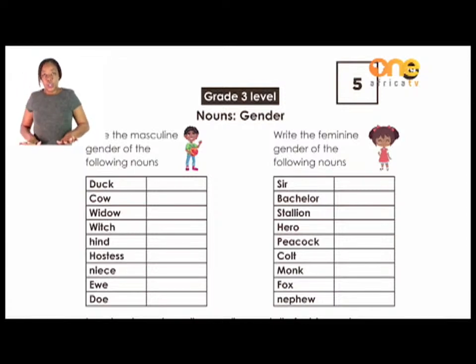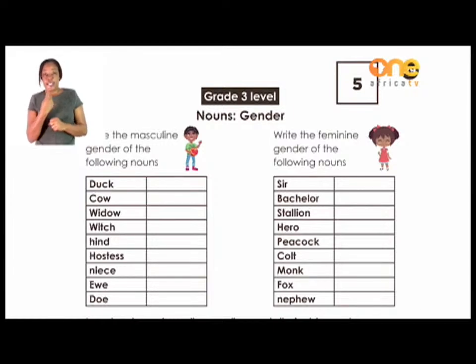Bachelor is a boy who is not married, or a man who is not married. What about a woman or a girl who is not married? We say she is the bachelorette. Stallion refers to a horse, which is a male. It's a stallion. What about the female horse? We say it's a mare. Now I want you to find out also the rest of the words here.